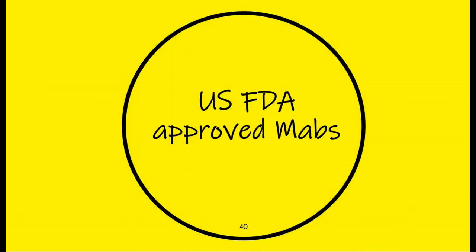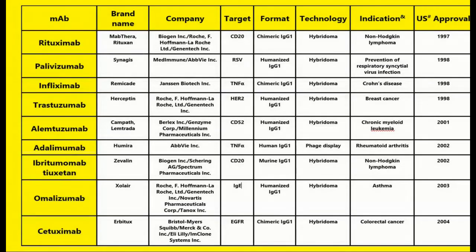So let us see some of the US FDA approved MABs. So here is the MAB, then the brand name, the company who produced the following MAB, the target where it acts, what is the type of the antibody, which technology is used to produce the antibody, for what it is used, and when the US approval was given.